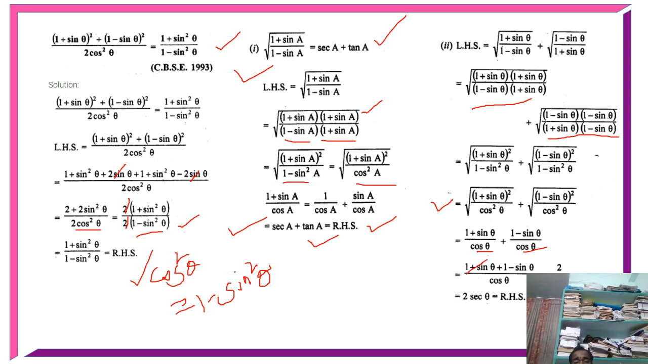So here plus sin θ minus sin θ get cancelled. After cancelling these values, 1 plus 1, 2 by cos θ. We know sec θ and cos θ are reciprocal, so 2 sec θ, which is RHS. So hence it is proved. Let us go with the next slide, students.